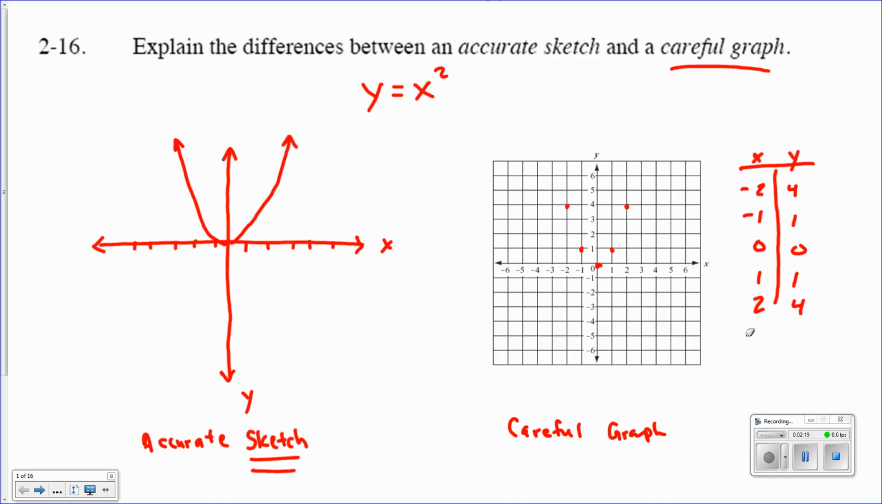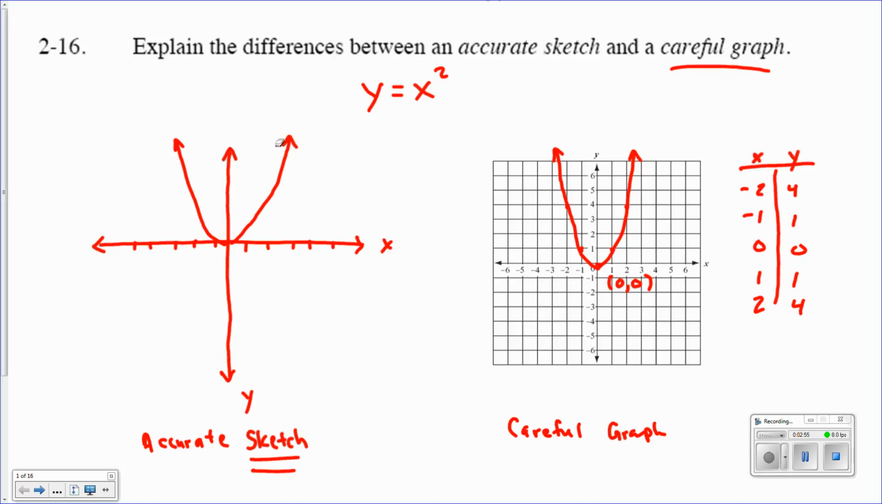And then, if I plugged in 3, I'd be up at 9, so it'd be somewhere up here. But what I'm going to do here is go ahead and draw in there by connecting the points that I've plotted on the graph. And you'll see here, I probably would want to list my vertex, which would be at the point 0, 0. I've just been a lot more careful about making sure that it looks exactly how it's supposed to look.